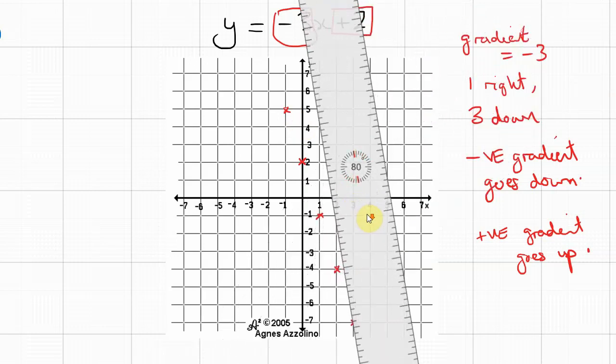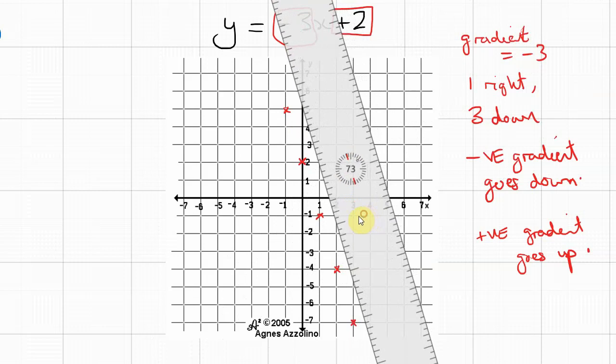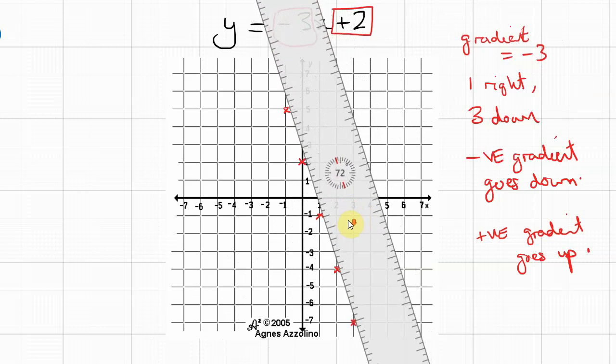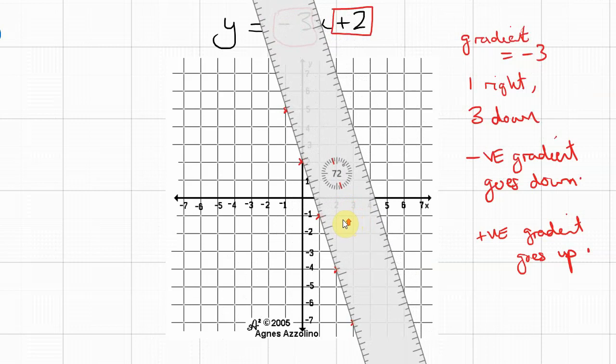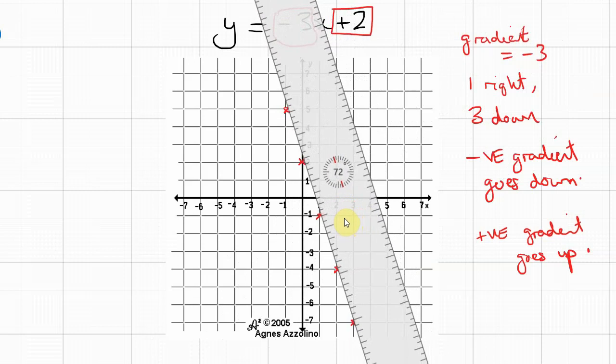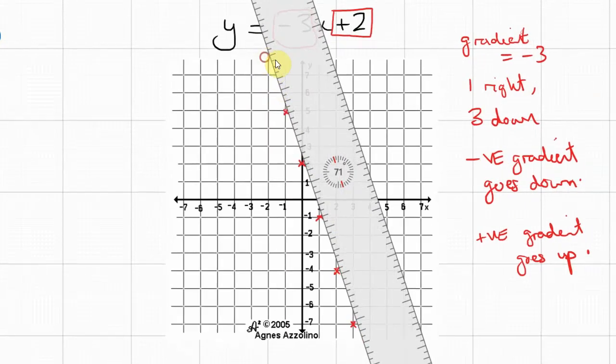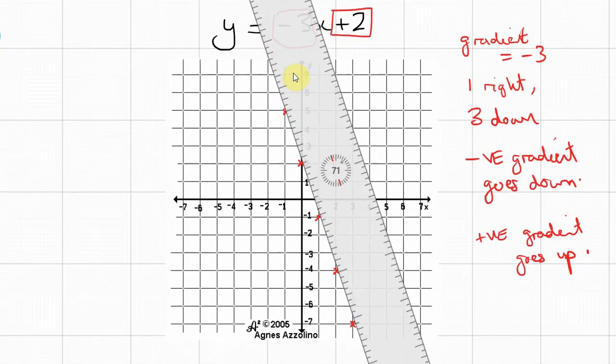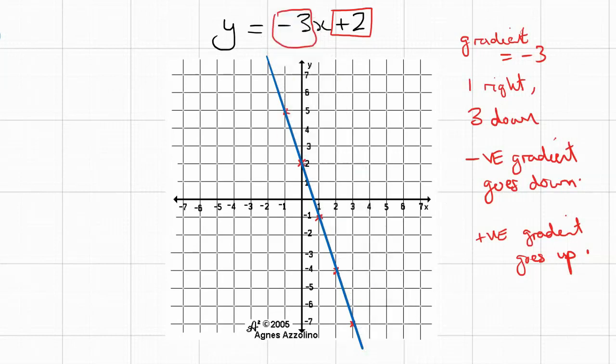So grab your ruler, line it up as good as you can between the points. I'm going to say that will be fine for me. We'll do one more tick, there we go. And all the way through your graph. And we can see my points are forming a nice straight line. That's how I know I've got it correct.